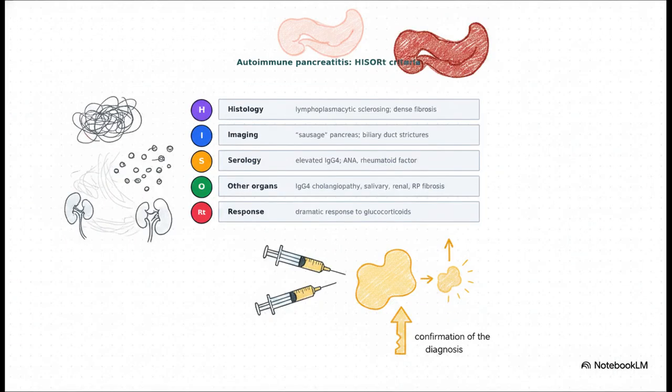Now, because differentiating this from cancer is obviously paramount, we rely on the HISORt criteria to lock in the diagnosis. That combines histology, imaging, serology, other organ involvement, and honestly, most importantly, response to therapy. A dramatic, rapid response to first-line glucocorticoids, where you literally watch the mass shrink and the jaundice resolve, doesn't just treat the patient, it actually confirms the diagnosis itself. It is just a beautiful example of using a therapeutic trial to confirm your pathology.